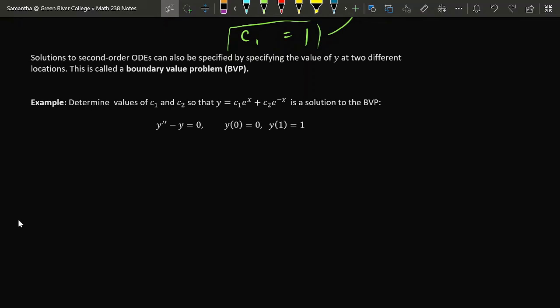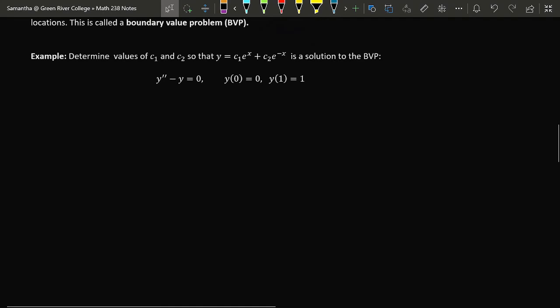For example here, let's determine the values of C1 and C2 so that y equals C1 e to the x plus C2 e to the minus x satisfies the following boundary value problem. The ODE that must be satisfied is that y double prime minus y must be equal to 0. Not only that, but the function must be equal to 0 when we plug 0 in, and must be equal to 1 when we plug 1 in.